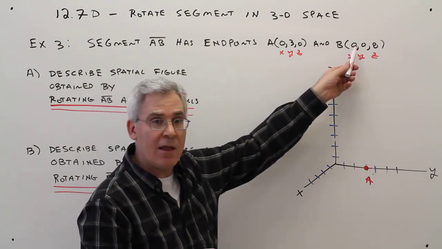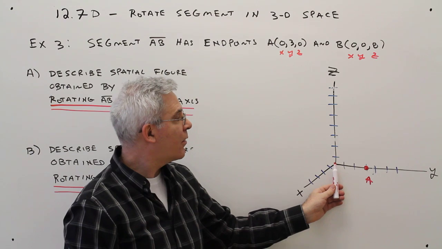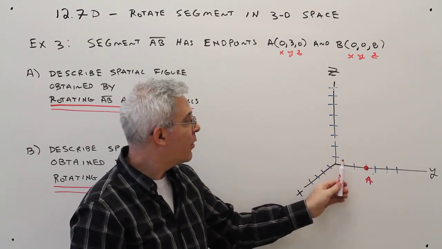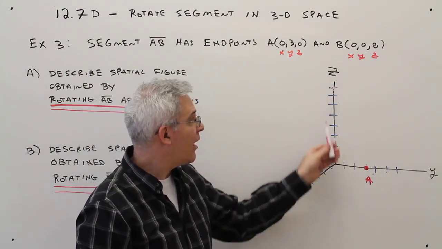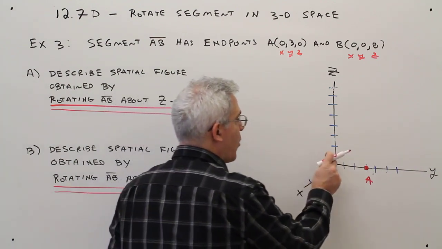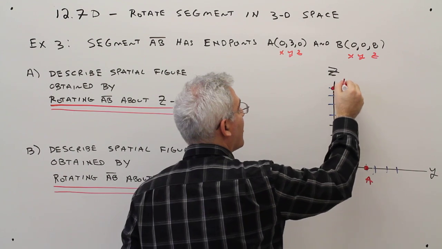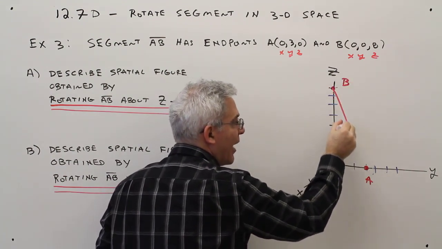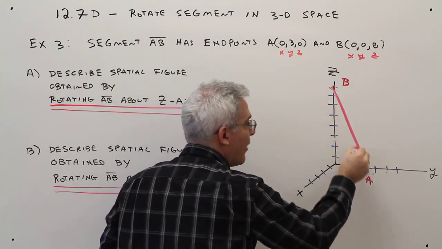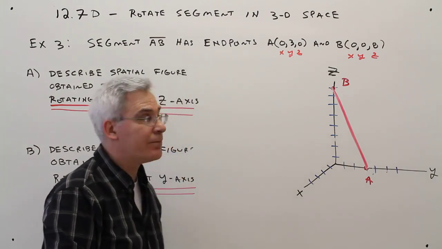For point B, start at the origin, go 0 in the x direction, go 0 in the y direction, and go 8 in the z direction. 1, 2, 3, 4, 5, 6, 7, 8. And that'll be point B. Then we'll connect the two, and that's the segment that we're talking about.